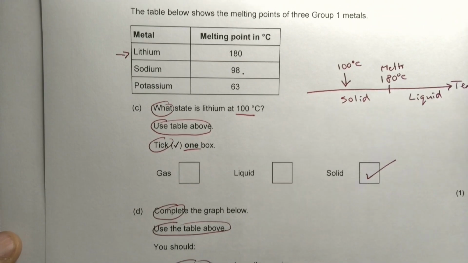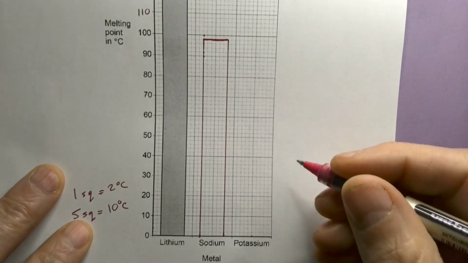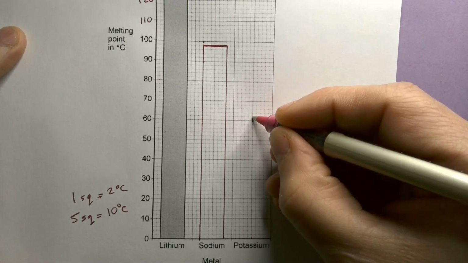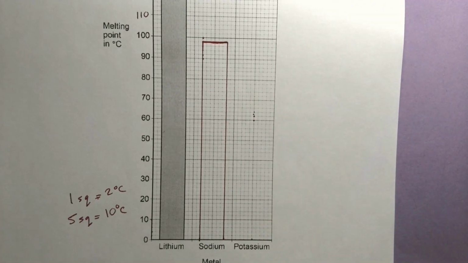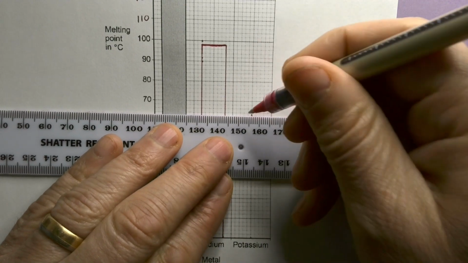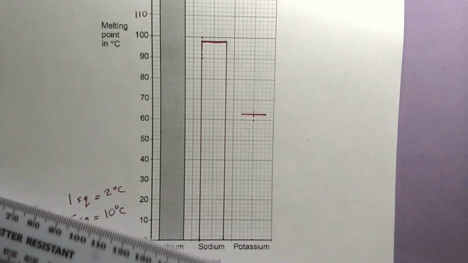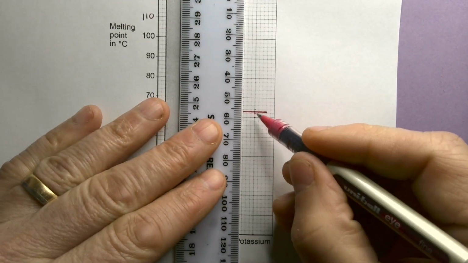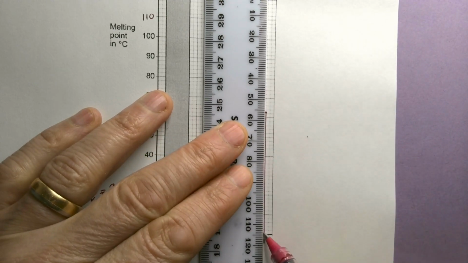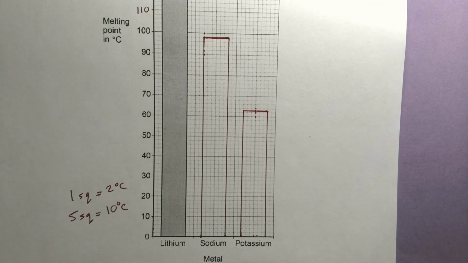So sodium's done. I'm then going to look at potassium. Potassium was 63. So there's potassium down there. So 63, so there's 60. Each little square is 2, so 62, 64, it's going to be halfway in between those 2 there. So I'm going to put a line there. It's going to go through the middle, and I'm going to leave a gap, 2 small squares either side, down to there, and down to there. Make sure you do this in pencil, because then if you do make a mistake, you can always redo it.